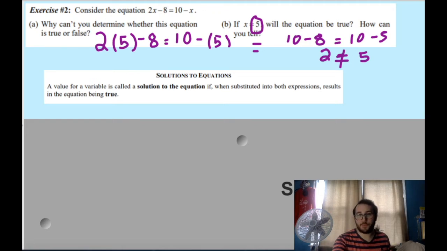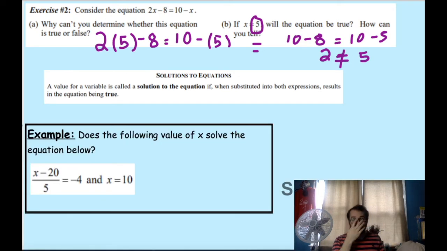So let's do an example. Does the following value of x solve the equation below? So I encourage you, pause it, try it on your own. There's some fractions. It's okay. Okay, so let's do it together. We're just going to substitute in 10 anywhere we see x. So there's an x, so it's going to be.